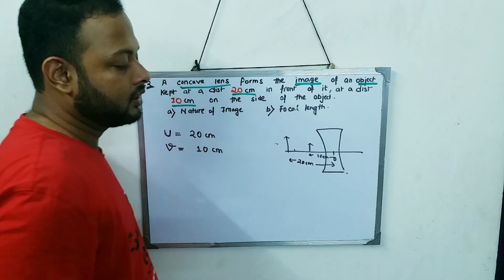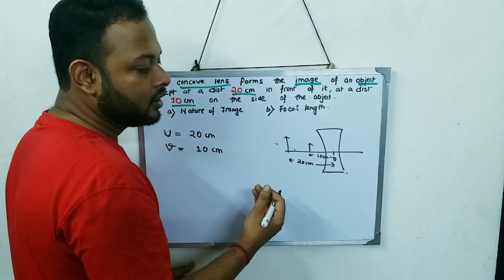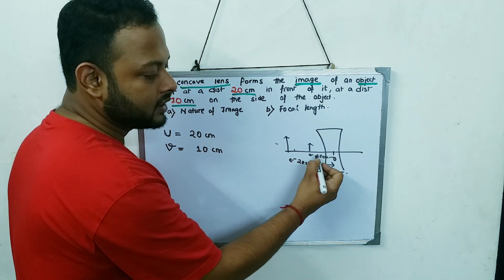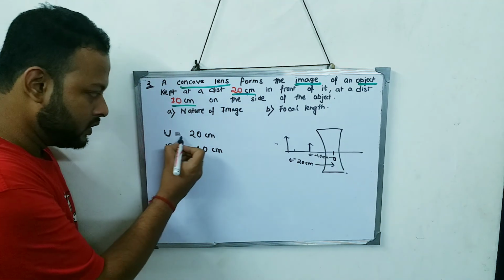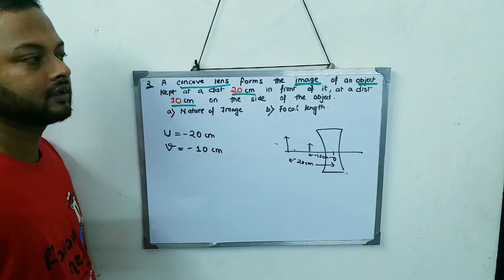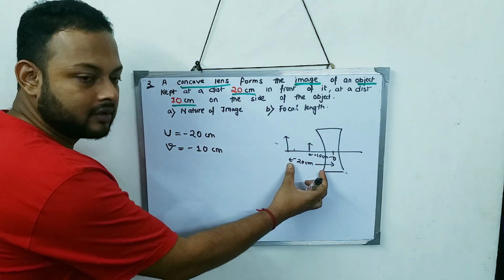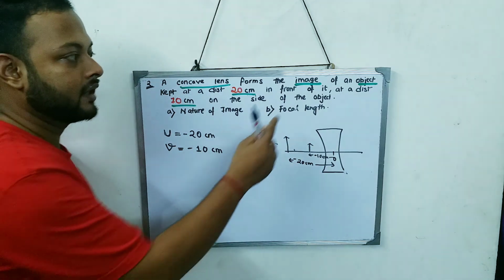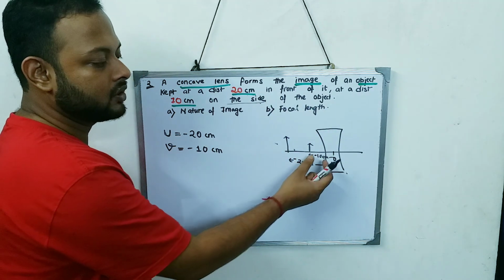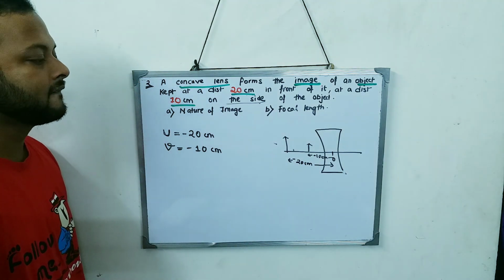Now you have to know certain things: when the distances are kept on the left hand side, I told you this part is negative. So this will be minus 20 and this will be minus 10. So u is equal to minus 20 and v is equal to minus 10. The object is at a distance of 20 centimeters in front, so negative, and the image is on the same side of the object, so the image is also 10 centimeter in front. So the image distance is also minus 10 centimeter.